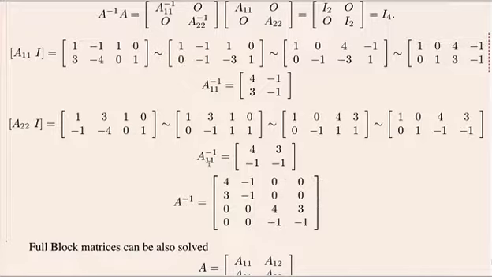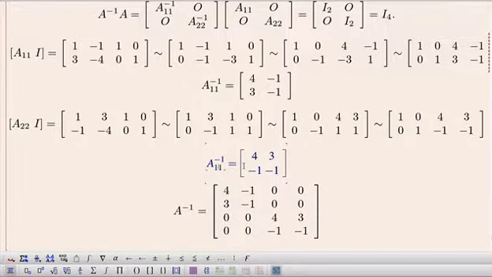So this is a mistake. This is A22, the 4, 3, minus 1 part.